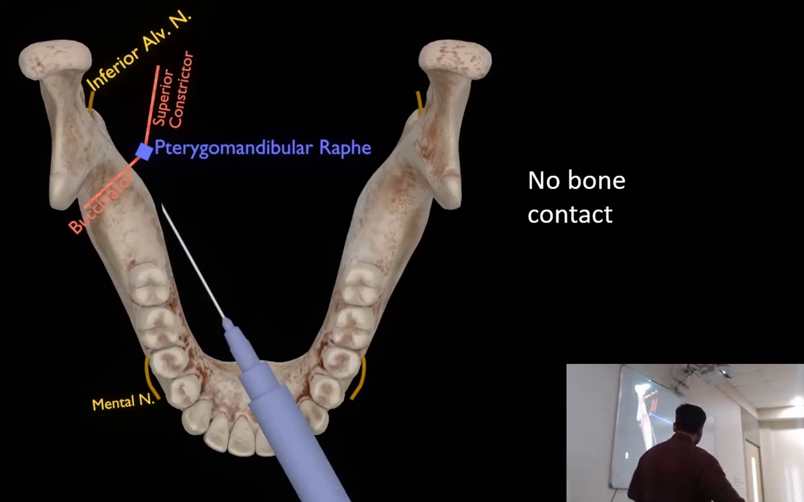Next is, we have inserted the needle. यहाँ पे I have intentionally kept it at the incisor region.